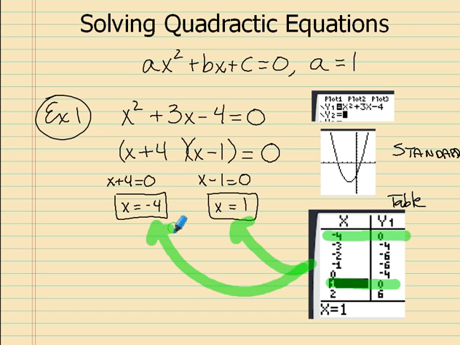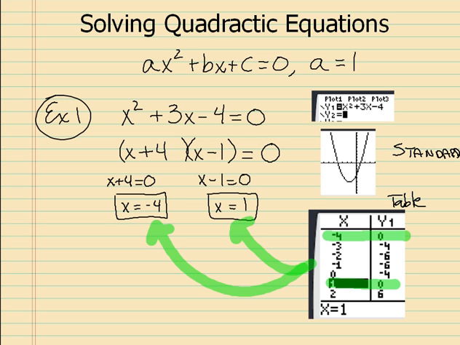So that's one other piece you want to do: look in your table of values when you get integer values. There are several other ways to do that. For more on that, see the videos on finding zeros of quadratics using your graphing calculator.